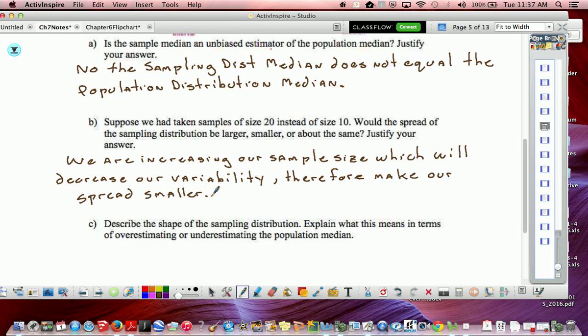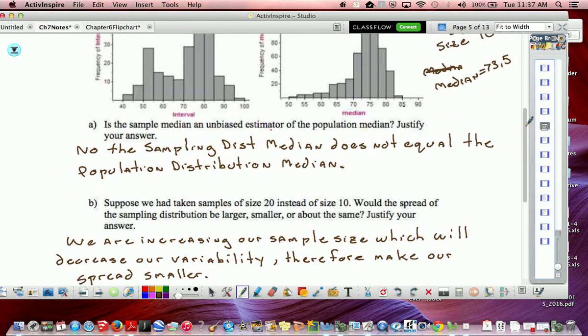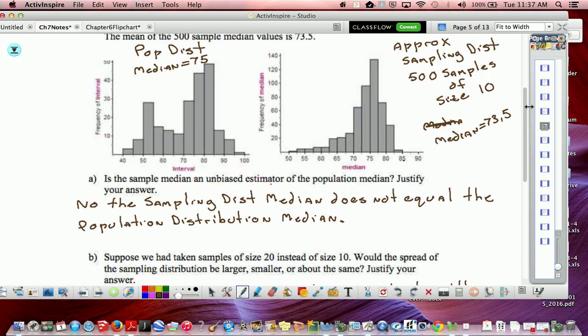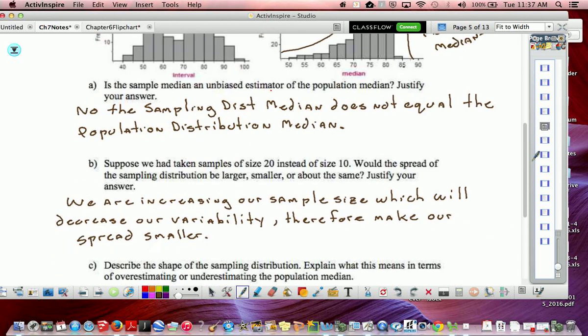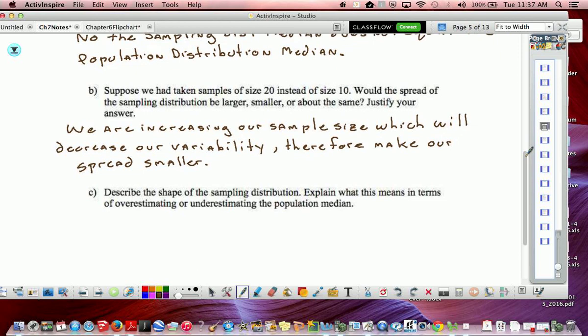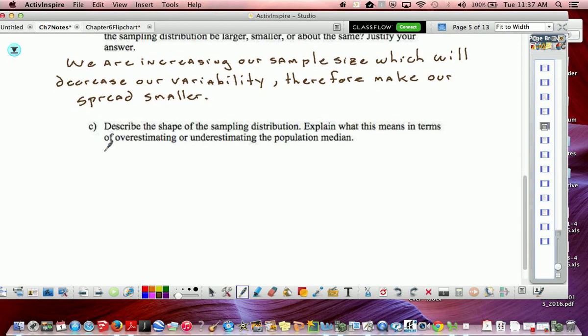All right, C. Describe the shape of the sampling distribution. So if we were to describe this shape, how would you describe it? Skewed to the left. The tail's going to the left, so it is skewed to the left.